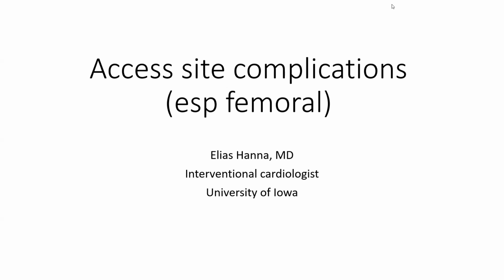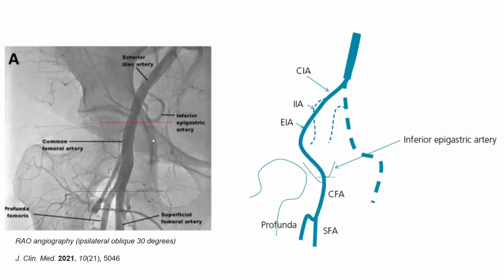Okay, I want to talk about access site complications, particularly femoral access complications. I want to start with some anatomy tips. Whenever we get femoral access, we always obtain an ipsilateral oblique 30-degree angiography. For example, RAO for a right femoral stick.